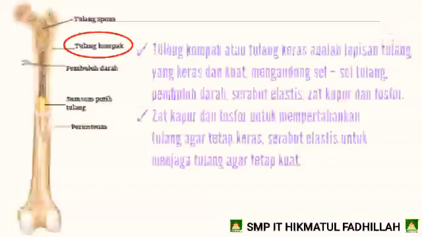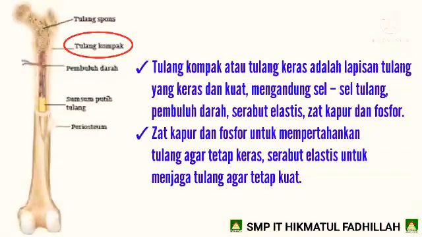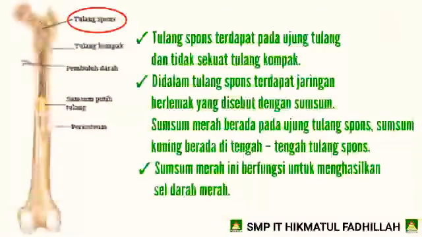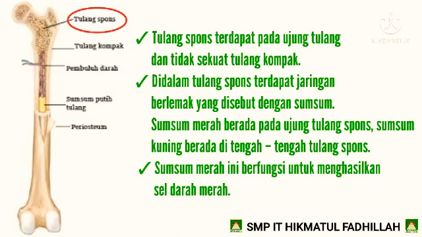Compact bone or hard bone is a layer of hard and strong bone containing bone cells, blood vessels, elastic fibers, calcium, and phosphorus. This calcium and phosphorus join the elastic fibers to keep bones strong. Sponge bone is found at the ends of bones and it is not as strong as compact bone. Inside the sponge bone is a fatty tissue called marrow.